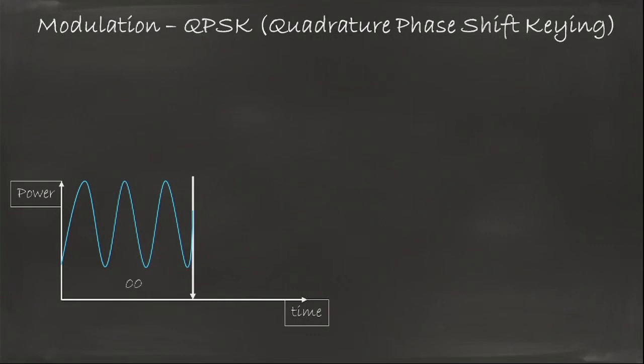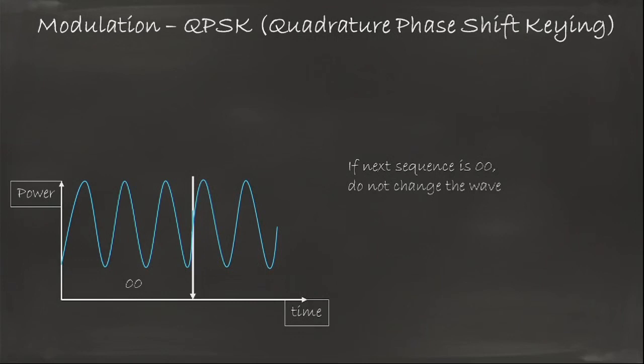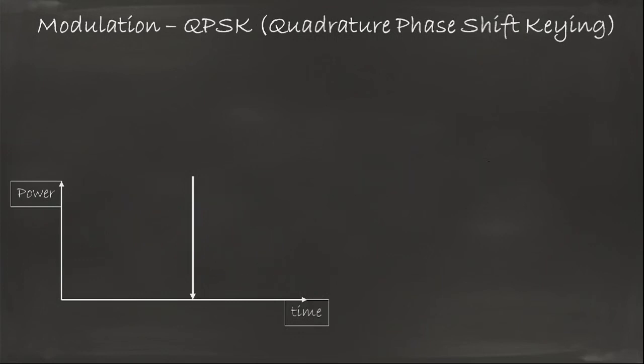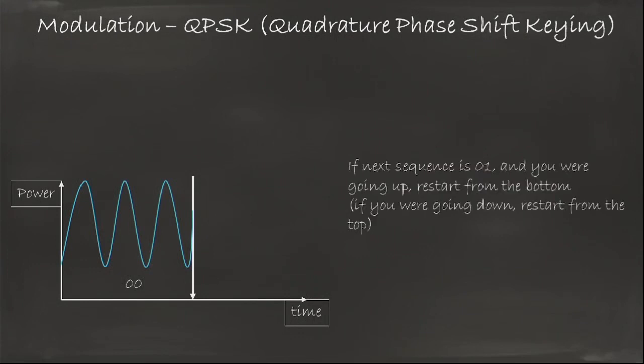For example, I start with 0, 0. And here I'm going to make a slightly different change. For example, if I want to represent 0, 0, next, I just do what I was doing with BPSK, nothing changes. My wave continues just the way it was. That's 0, 0. But if instead I want to represent something else, for example, 0, 1, here we're going to adopt a little bit more complex rule, a little bit more subtle, but also a little bit more efficient.